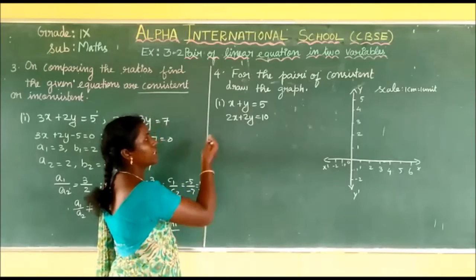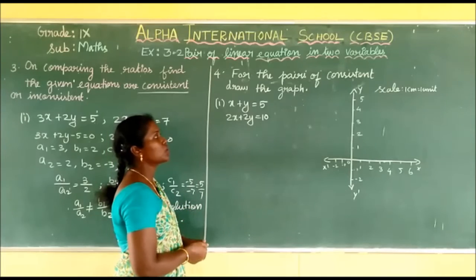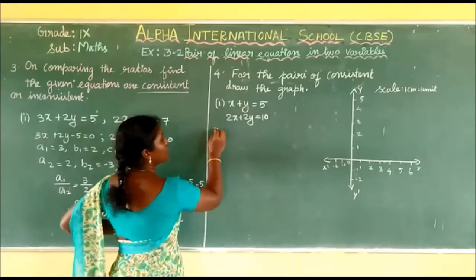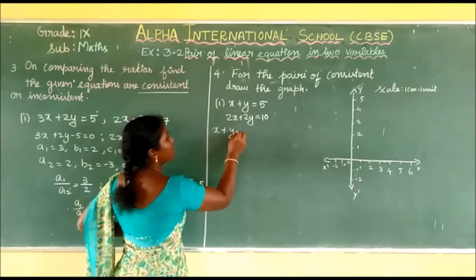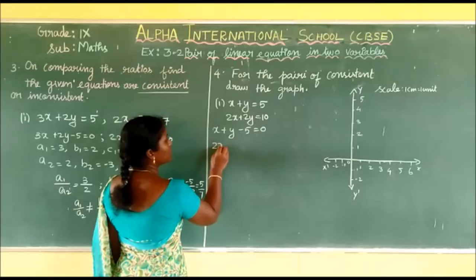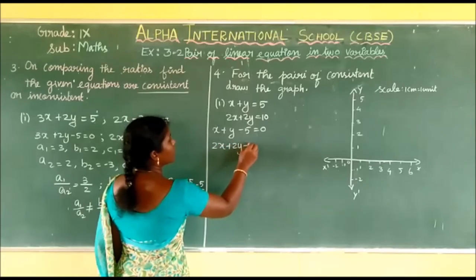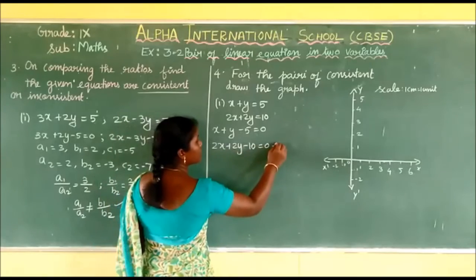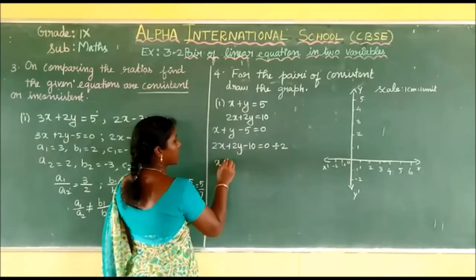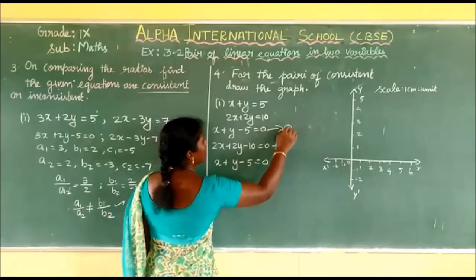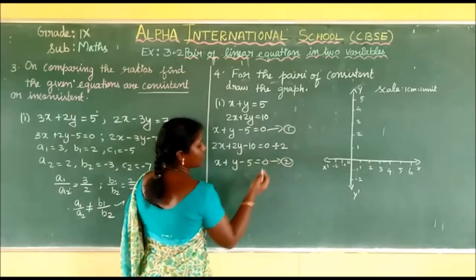See here, let's take an example. x plus y is equal to 5, 2x plus 2y is equal to 10. If you change the equations, x plus y minus 5 is equal to 0, and the second equation is 2x plus 2y minus 10 is equal to 0. If I simplify the second equation by 2, what will it be? x plus y minus 5 equal to 0. See here, equations 1 and 2 are the same.